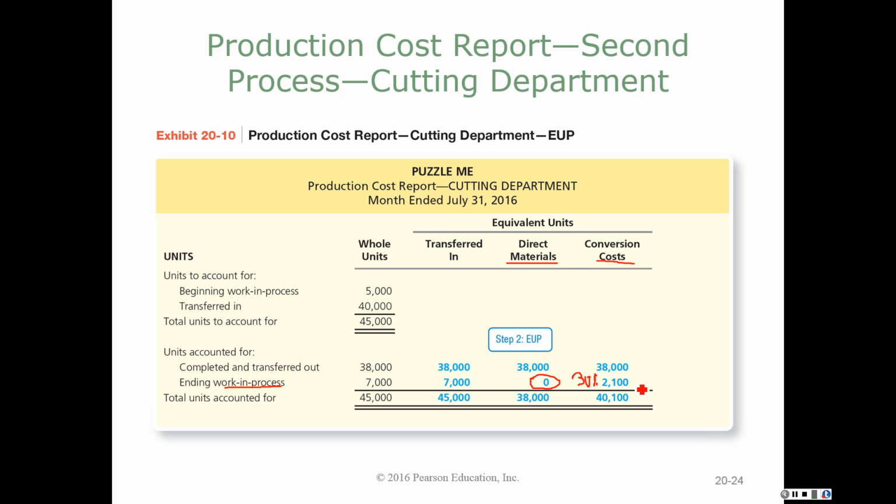Once again, let me try to take you back here. I want to know the total cost associated with these 38,000 units. Well, they have all their material and all their labor and all their overhead. I want to know the cost associated with these 7,000 units. Well, out of those 7,000, we've got zero cost related to materials because the box hasn't been added yet. And we have the equivalent of 2,100 units. So I need to know what it cost me to complete 2,100 units in labor and overhead.